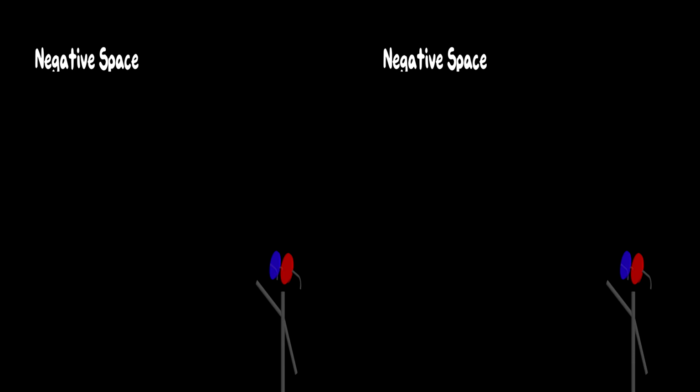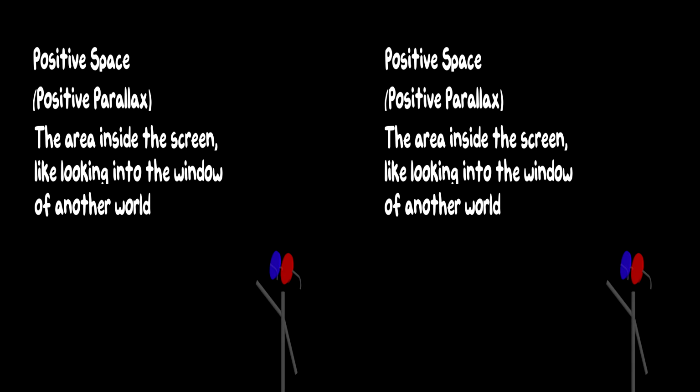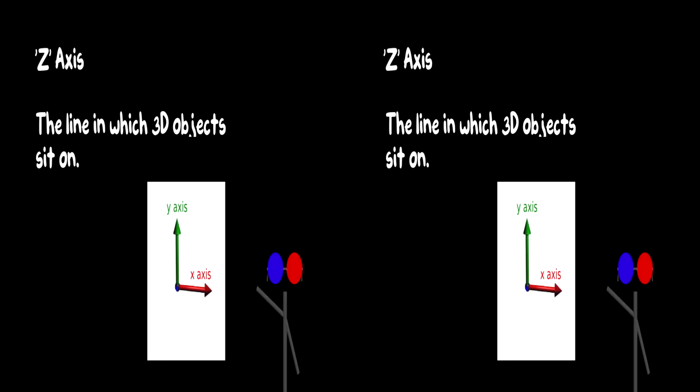Let's get started. First, I want to explain a few 3D terms so that we're all on the same page. Negative space, or negative parallax, refers to anything coming out of the screen towards the audience. This is the pop-out effect you see in 3D. Subsequently, positive space, or positive parallax, refers to any objects going behind the screen. Z-axis refers to the axis in which the images can come in or out of the screen. Horizontal and vertical are referred to as X and Y respectively, and the Z-axis is the third dimension.